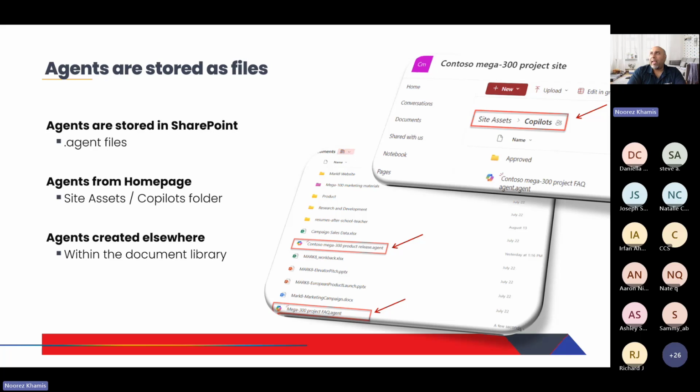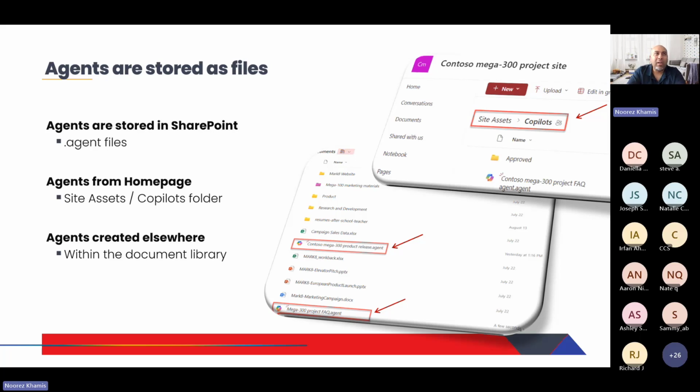So when you create an agent, they are stored as a simple file, just like we're uploading a PDF. It has a .pdf extension, just like we're uploading a Word document. It has a .docx extension. They're uploaded as .agent files, so that's the extension.